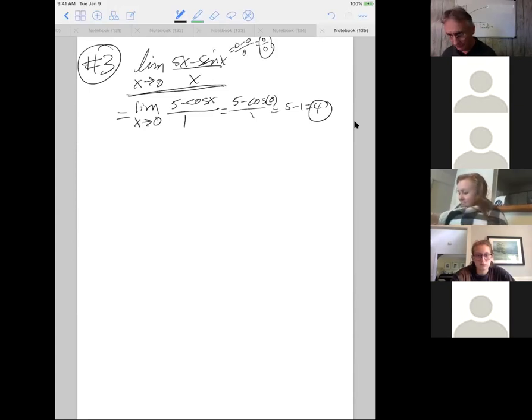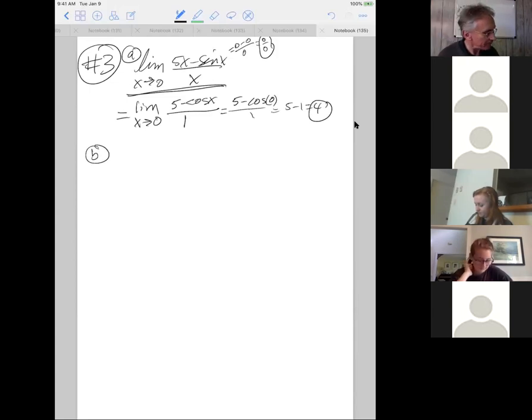A few of you automatically made the cos 0 equal to 0. It was just an automatic reflex action. I don't think you thought about it, or plugged it into your calculator. The cos at 0 degrees is 1. That's the x value over there. So the answer is 4. Let's do B. Questions on A? Make sure you speak up, okay? Sorry if I'm talking a bunch.